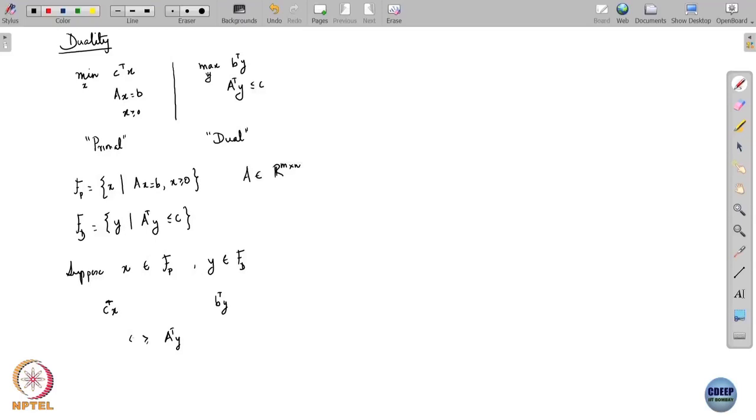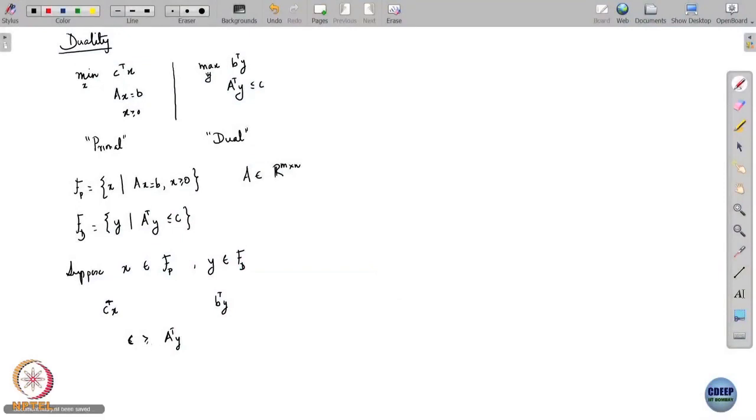Now, what I can do is, this is a full vector, right. C is a vector and A transpose y is also a vector. Every component of that vector, if I multiply by a number that is non-negative, the inequality for that particular component will be preserved, right. And then I can add up all those inequalities and get a scalar inequality using all of those.